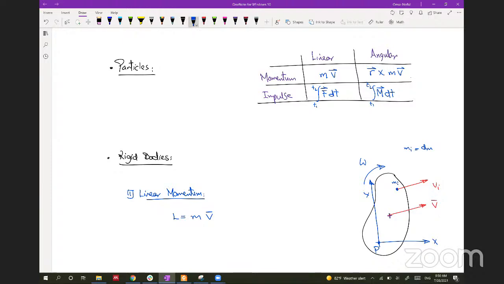The bar means, as I told you last time, the velocity at the CG, and we can write it v bar or vG. Both are the same. But don't forget that the linear momentum is a vector quantity, so we need to add the vector sign above the v.